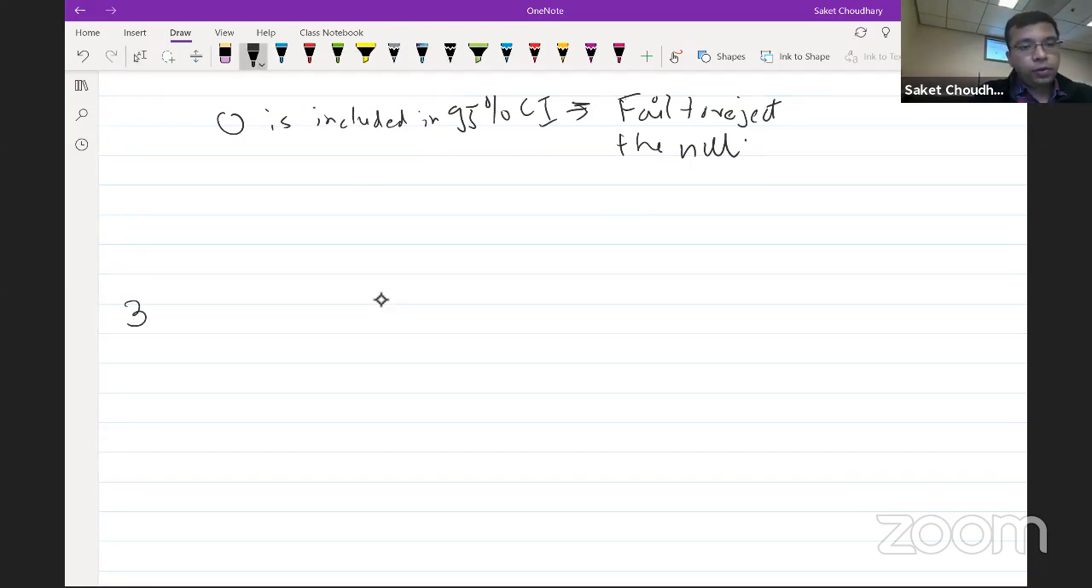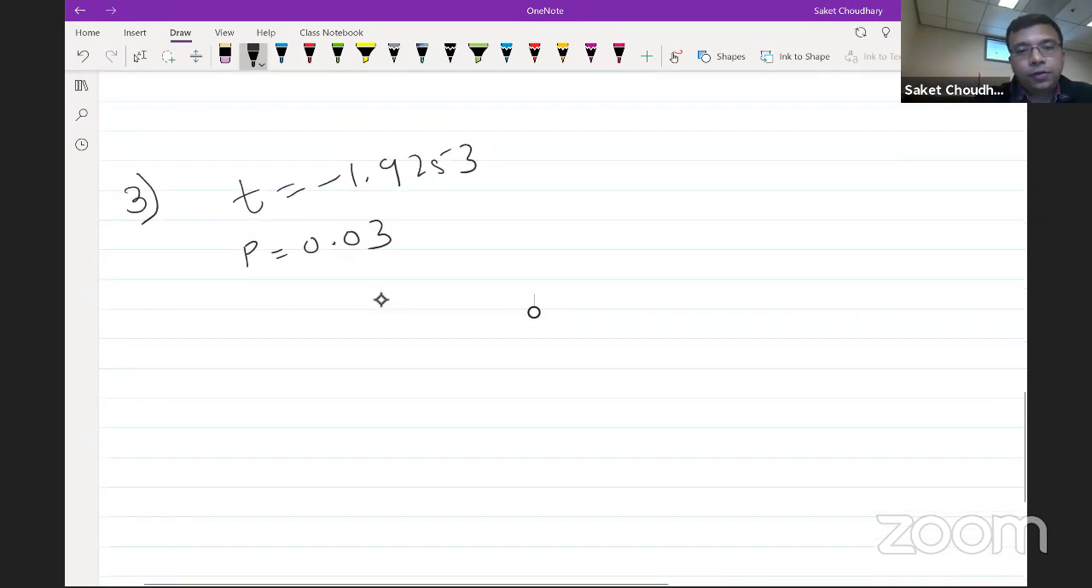Okay. So in the third part of the problem, you're given an output of your t-test. So assume you're doing this on your computer, and your computer outputted your t statistic to be minus 1.9253. Okay, and your p is 0.03. So before we proceed, I wanted to clarify one thing that is confusing to a lot of students.